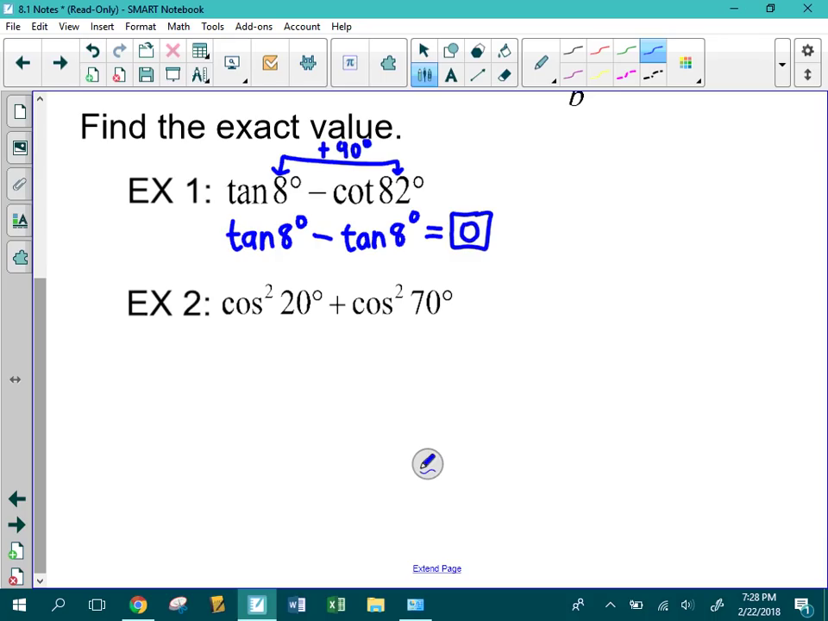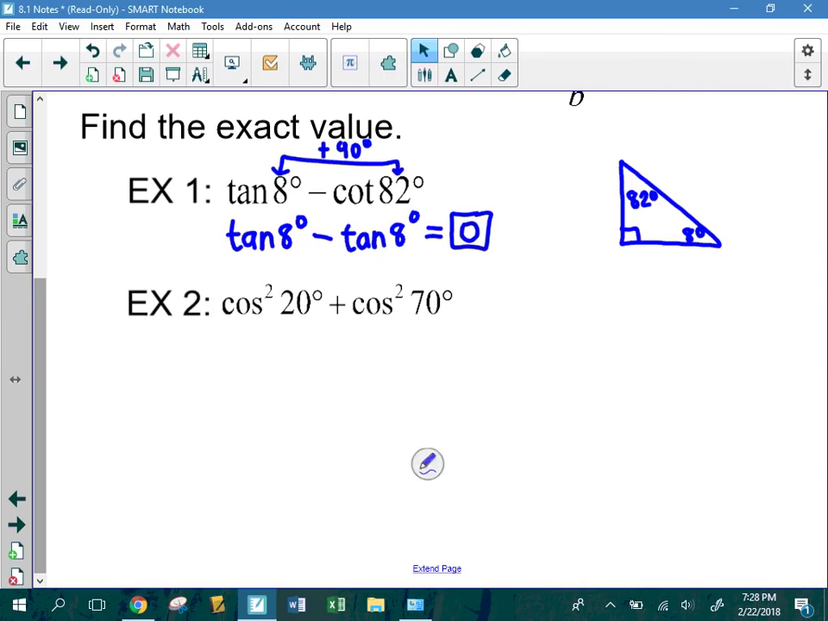You could come over here, you could make a right triangle. You could put 8 degrees, and you could put 82 degrees. And you could even just make up some letters. If we try to make up some ratios, A and B, the tangent of 8 would be a over b, the cotangent of 82 would be a over b, so they have to be equal to each other.